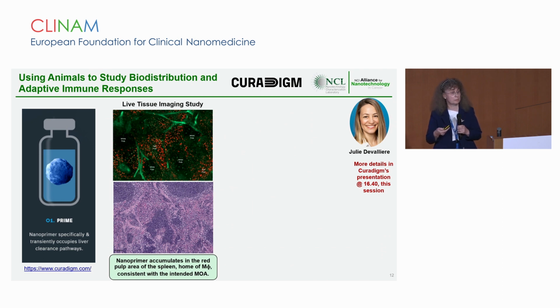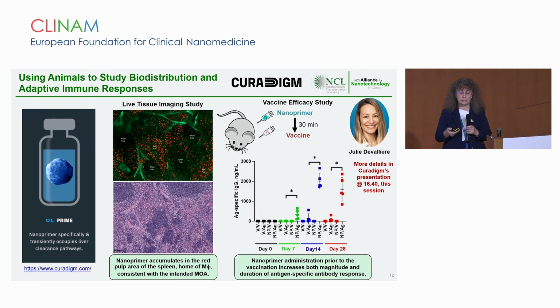You also know that the spleen is the largest secondary lymphoid organ, so we asked, can the nanoprimer, in addition to improving drug delivery, help with vaccines? We conducted an in vivo efficacy study, and indeed we demonstrated that administration of the nanoprimer 30 minutes before administration of the vaccine improves both the magnitude and duration of the antigen-specific antibody response. I hope everyone in this room agrees with me that answering these two questions in vitro would not be possible.